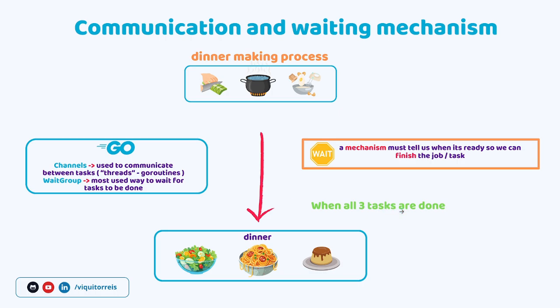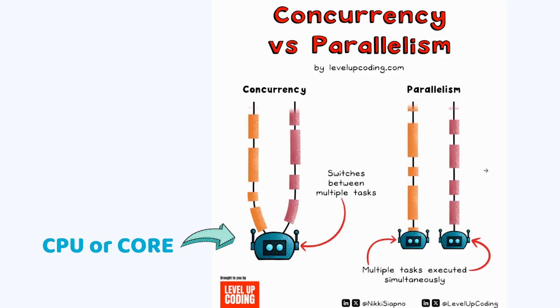and then you can finish your job and do whatever is needed. So channels allow different tasks or threads to communicate with each other, making sure that each part of our dinner is prepared in the right order. Meanwhile, wait groups provide a mechanism to wait until all these tasks are done, ensuring everything is ready at the same time. Take a look at the following GIF from Level Up Coding.